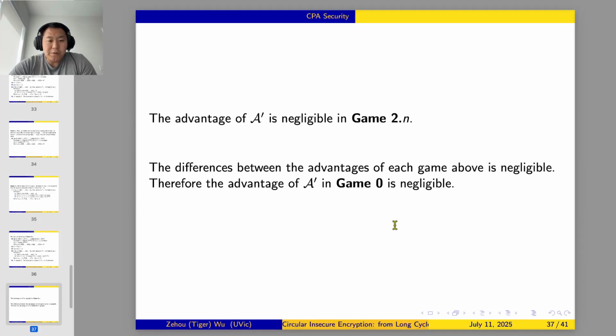So the advantage of A prime winning in game 2.n is negligible. And the difference between each game, so between game 0 and 1, and 1, which is also game 2.0, and the difference between 2.j and 2.j plus 1, they're all negligible. So in the end, we can conclude that the advantage of A prime in game 0 is also negligible.